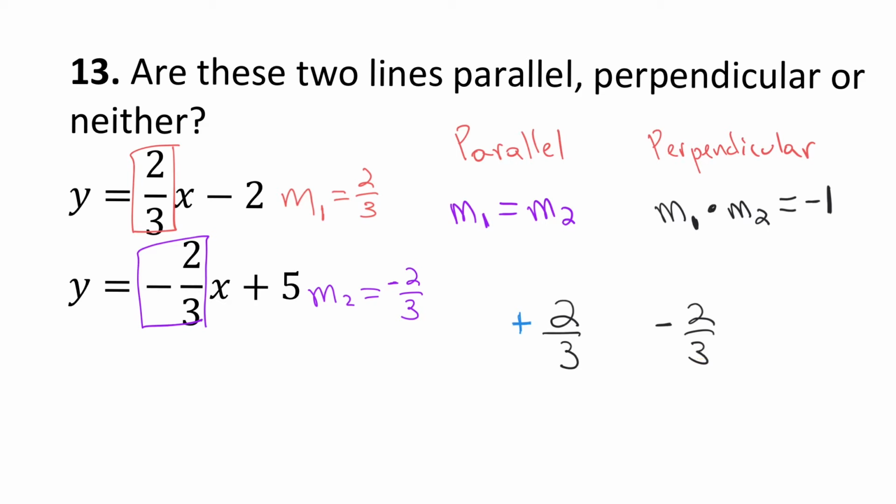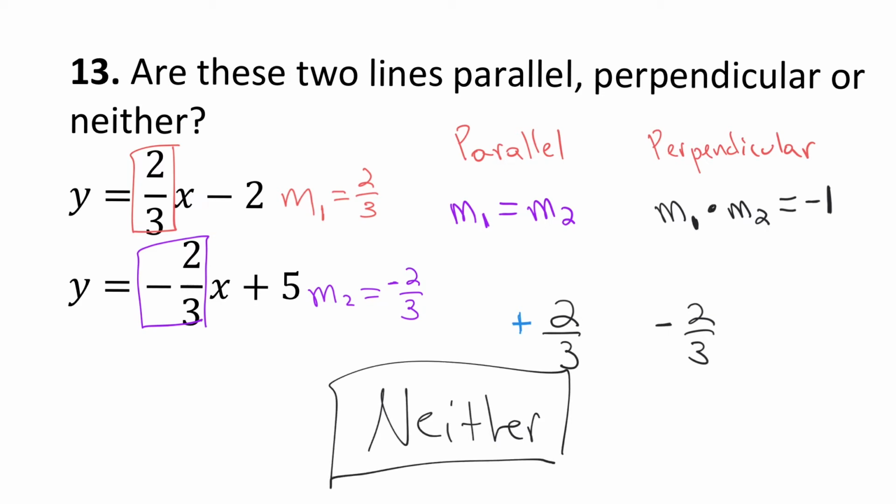Reciprocal is when you flip the fraction. So if it was reciprocal, the 3 goes on the top and the 2 goes on the bottom. But that's not the case. Here, they're not opposite reciprocals. They're opposite, yes. One's positive, one's negative, but they're not reciprocal. So that means they're not perpendicular. They're not equal, they're not parallel, they're not opposite reciprocals, they're not perpendicular. So these two lines are neither. They are not perpendicular nor parallel.